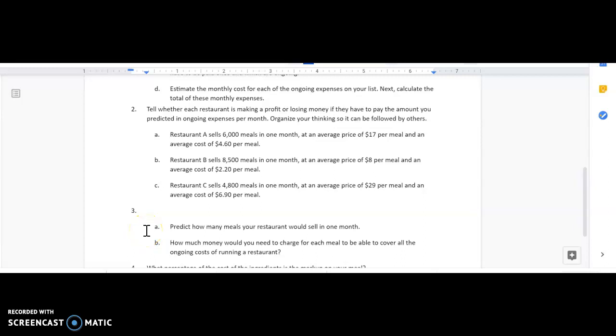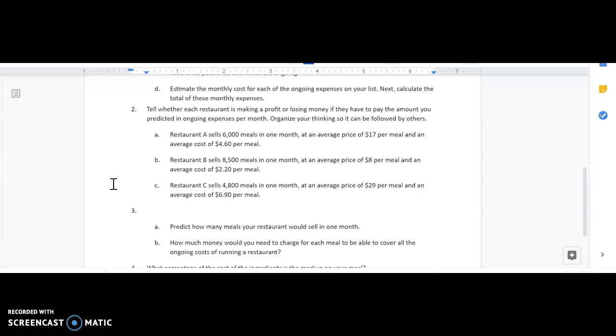Alright, on to question 2. So we're going to tell whether each restaurant is making a profit or losing money, if they have to pay the amount you predicted in an ongoing expense per month. Make sure that you organize your thinking so it can be followed by others.